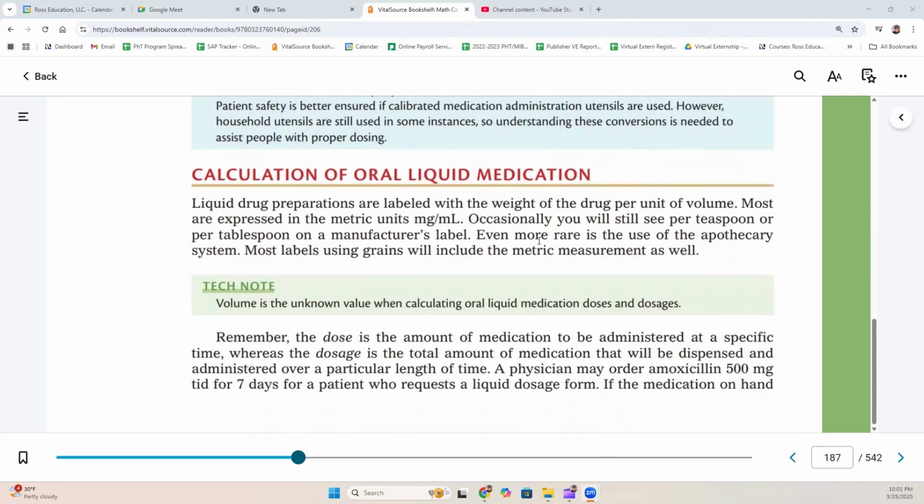Liquid drug preparations are labeled with the weight of the drug per unit of volume. Most are expressed in the metric units of milligrams per milliliter. Occasionally, you will see per teaspoon or per tablespoon on a manufacturer's label. Even more rare is the use of the apothecary system. Most labels using grains will include the metric measurement as well.